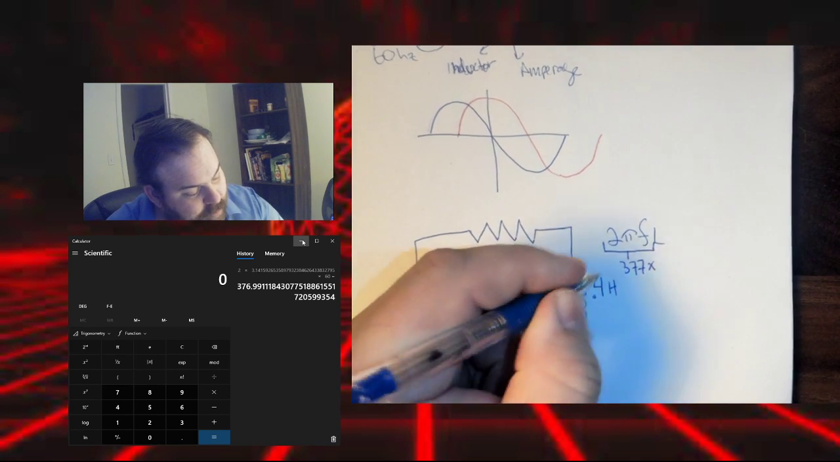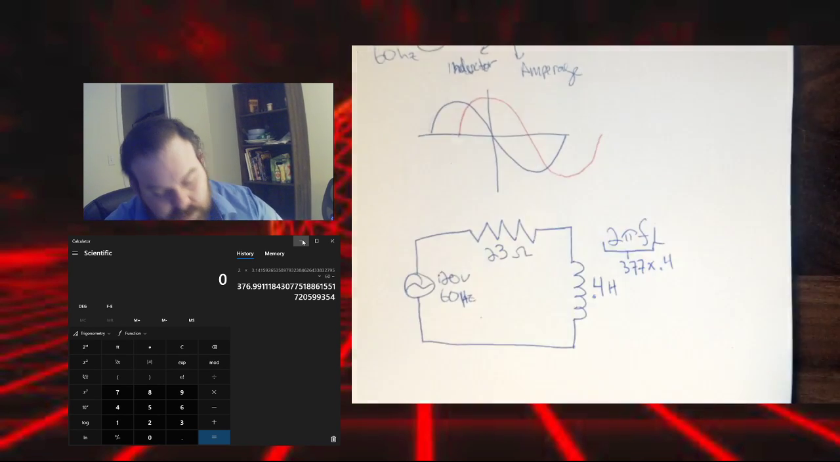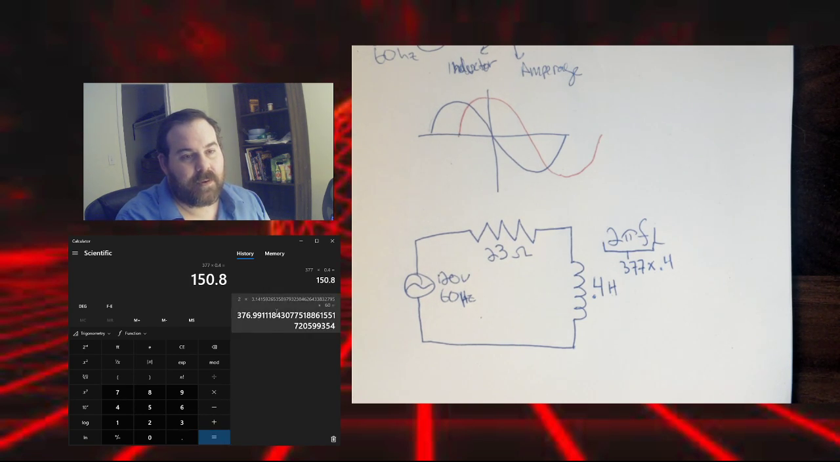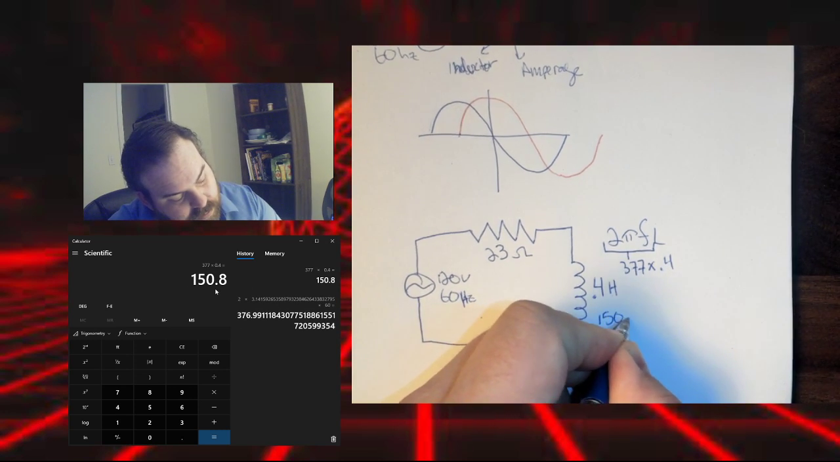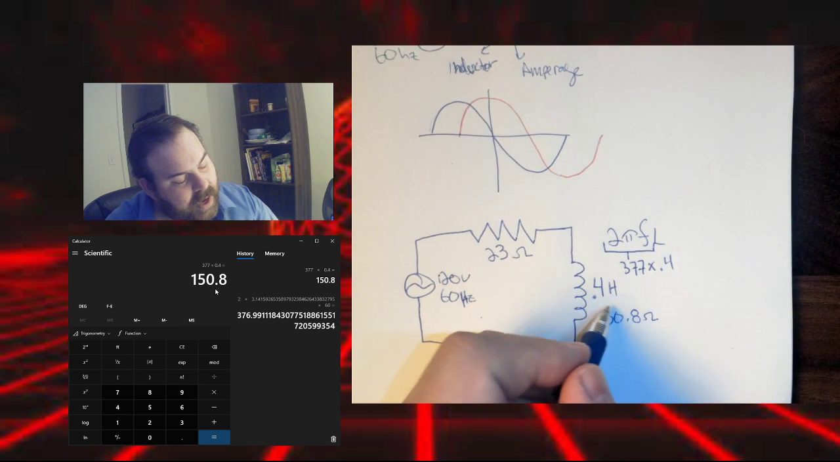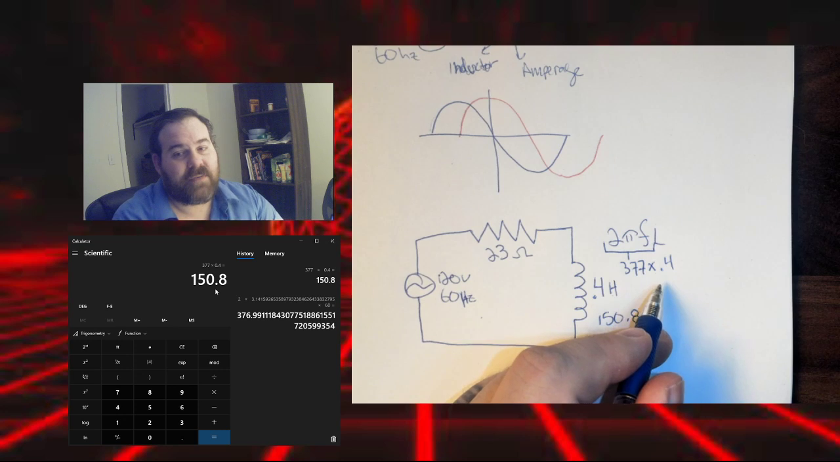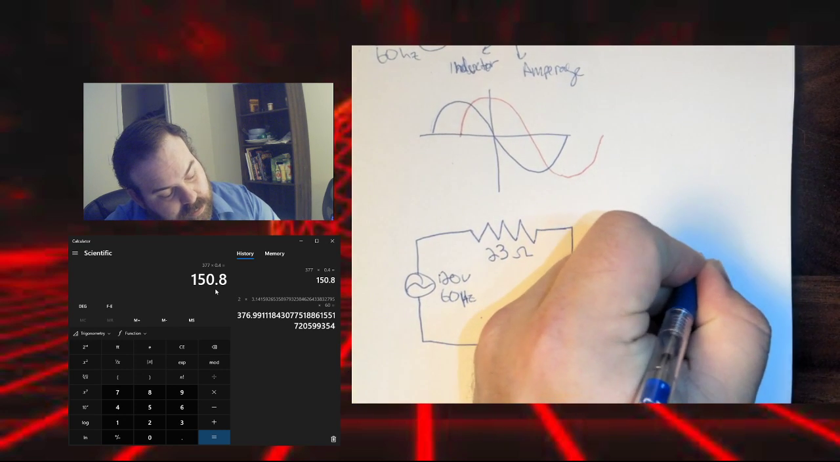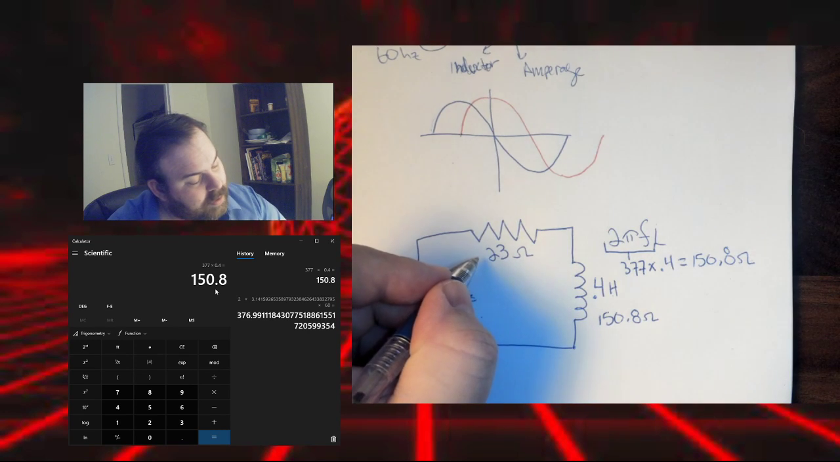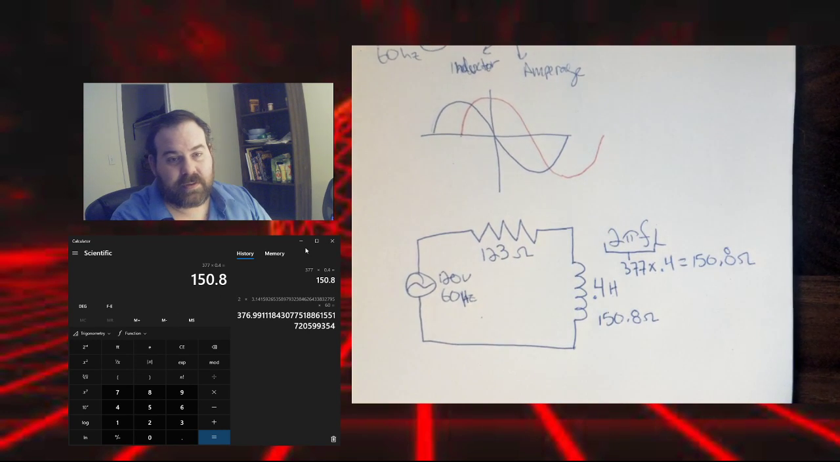Actually, I should put this as 0.4. So now we can go 377 times 0.4, and that gives me 150.8 ohms. So I've converted henries to ohms. That's all I've done. Let's make this 123, just so you can see it a little bit better.